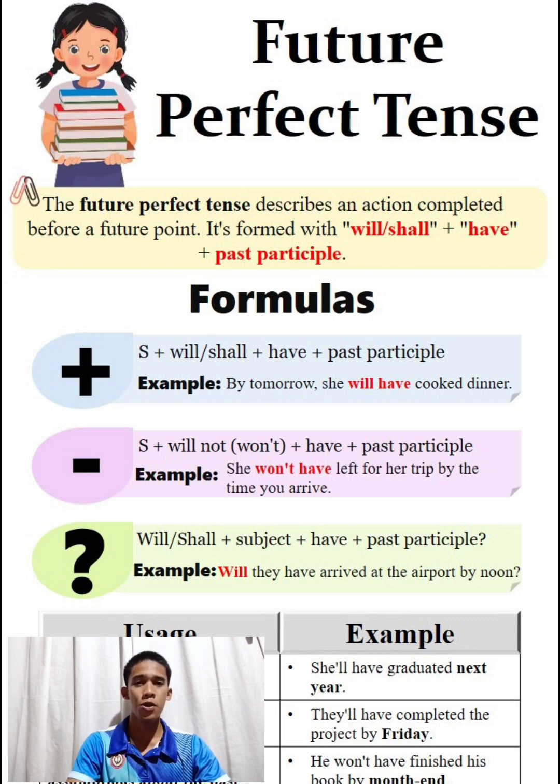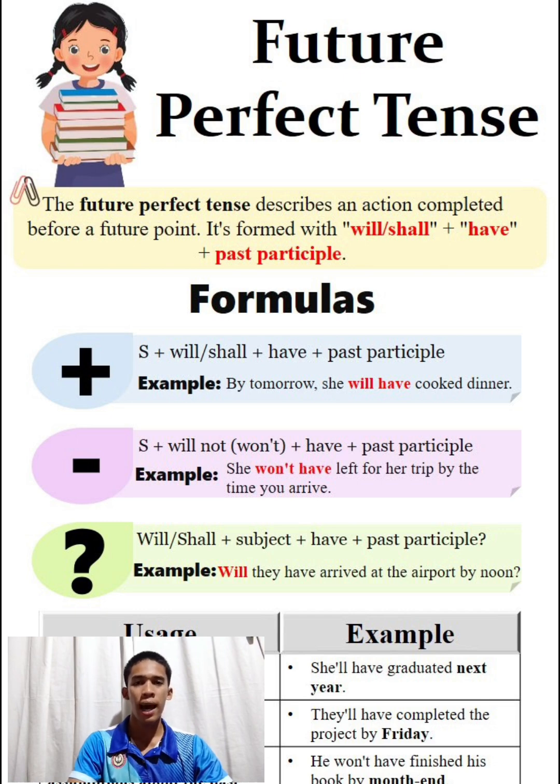So the future perfect tense describes an action that will be completed by a specific time in the future, formed with will have plus the past participle of the main verb: subject plus will plus have plus past participle of the main verb. So here are the examples of the future perfect tense.